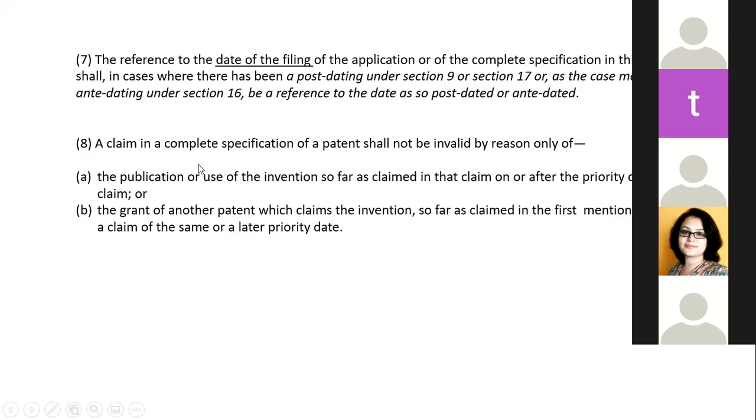Subsection 8 says that a claim in a complete specification of a patent shall not be invalid by reason only of the publication or use of the invention so far as claimed in that claim on or after the priority date of such claim, or the grant of another patent which claims the invention so far as claimed in the first mentioned claim in a claim of the same or a later priority date.